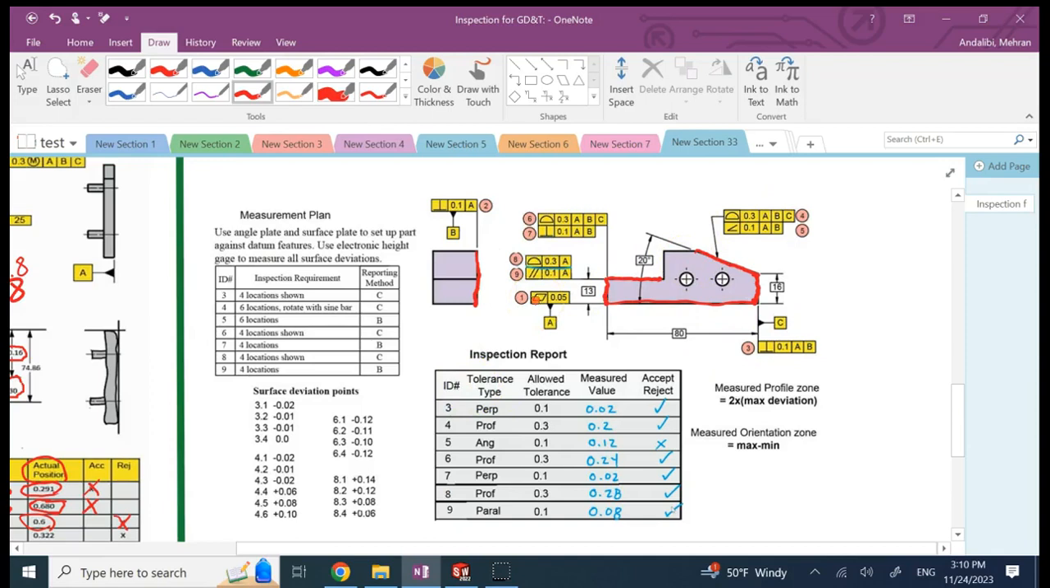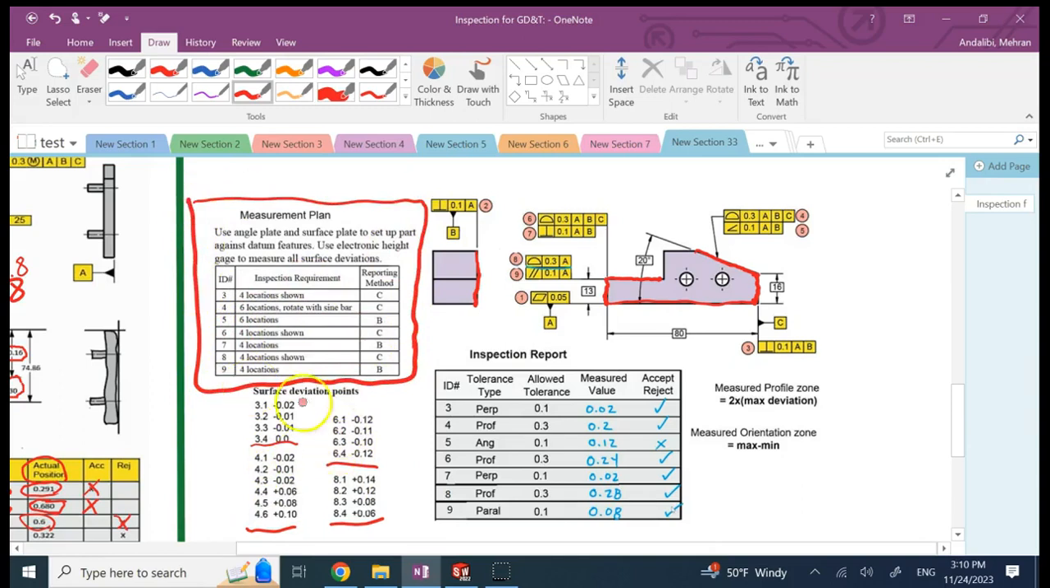geometric tolerances. And what I have here are some measurements, and the measurements I have are only for 3, 4, 6, and 8, not for all of them. I want to know whether 3, 4, 6, and 8 are going to be accepted or rejected, and this is my measurement plan. So I have a plan to measure 3 in 4 locations, 4 in 6 locations, 6 in 4 locations, and 8 in 4 locations. So you always come up with a measurement plan.